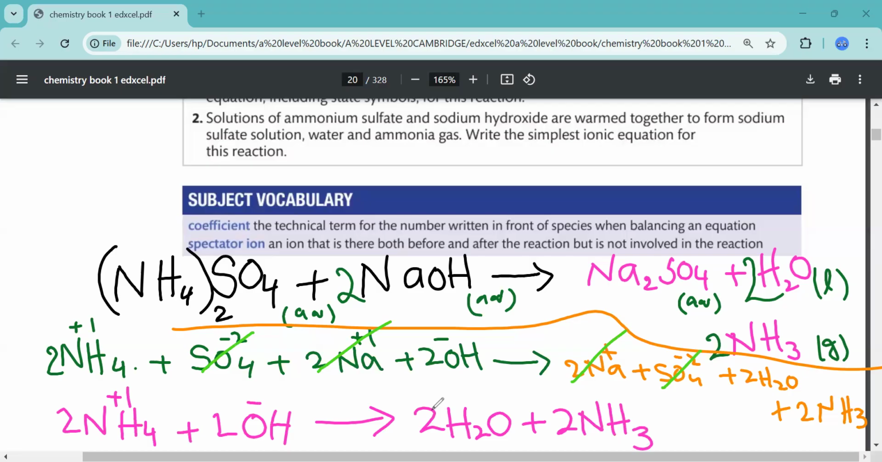Remember, if you need to write down the physical state with the ions, it's always aqueous. Water is a liquid, so just write L with it and G with the ammonia. We are done. This is the last step, and this is your simplest ionic equation for question number 2. We are done here.